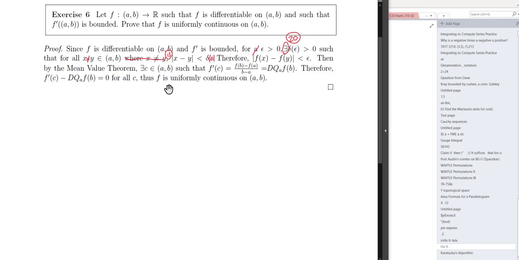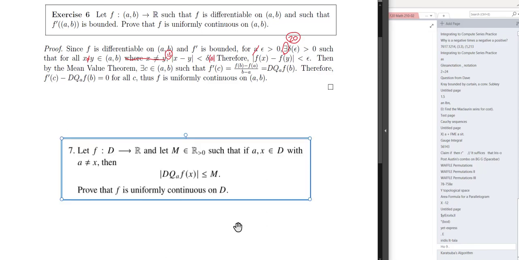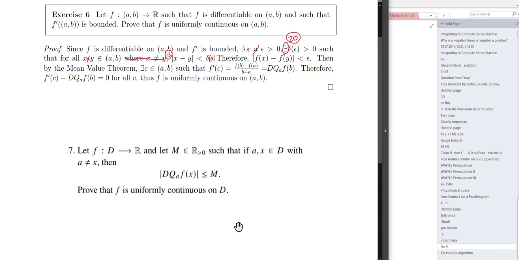Okay, what we do have, though, is problem 7 from homework 5. So let me reproduce that here. Problem 7 from homework 5 said if you had some function with domain D, and you had some positive real number m such that for any two points in the domain that were different, the absolute value of the difference quotient based at a was bounded by m, and if you had this condition, then f is uniformly continuous.